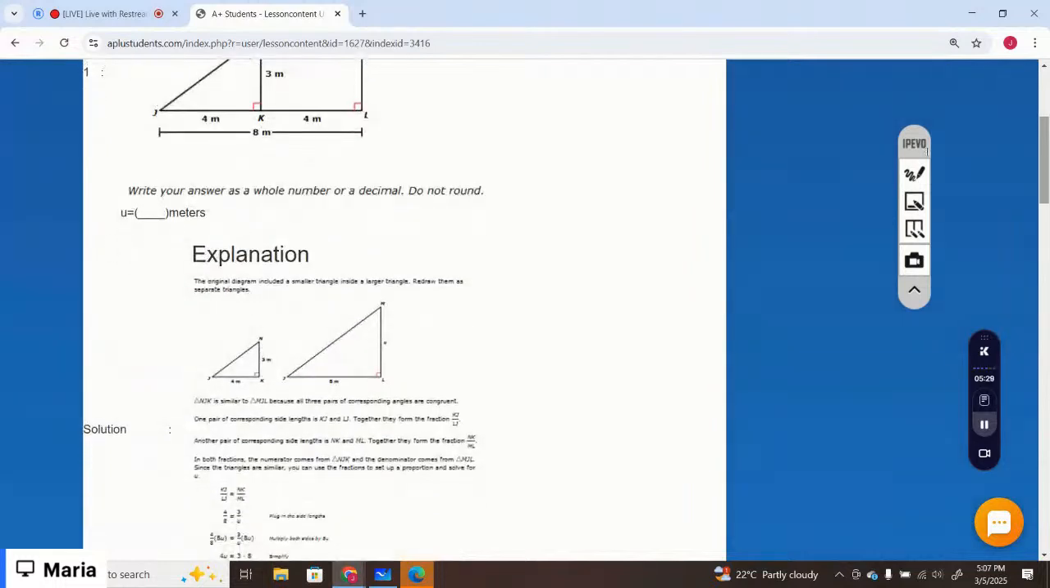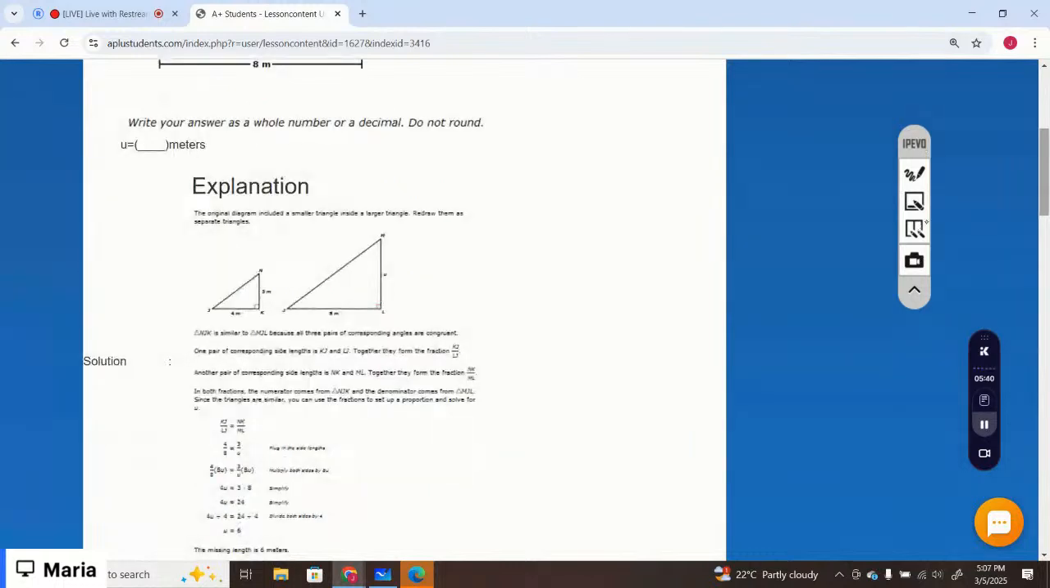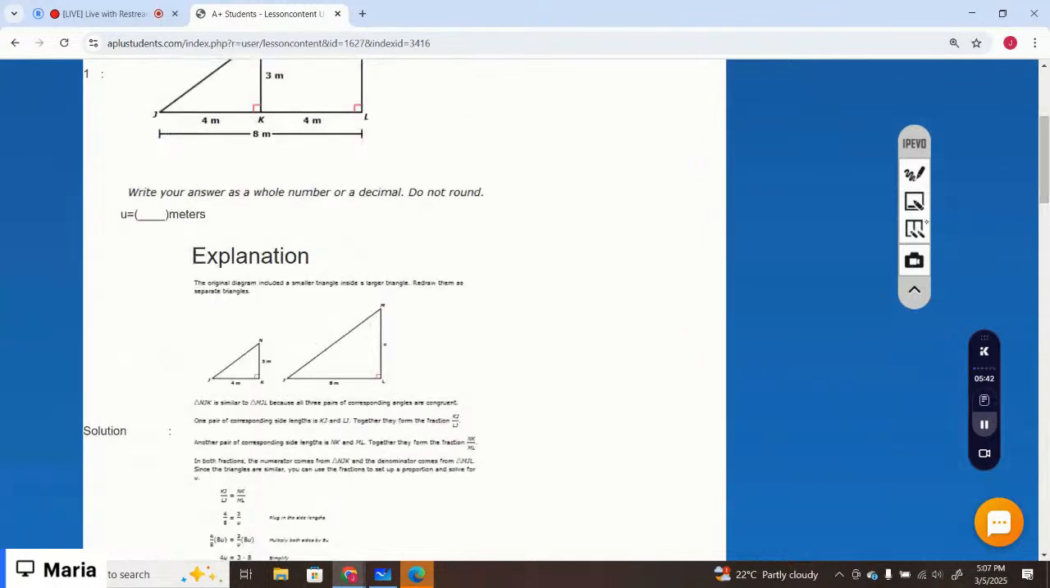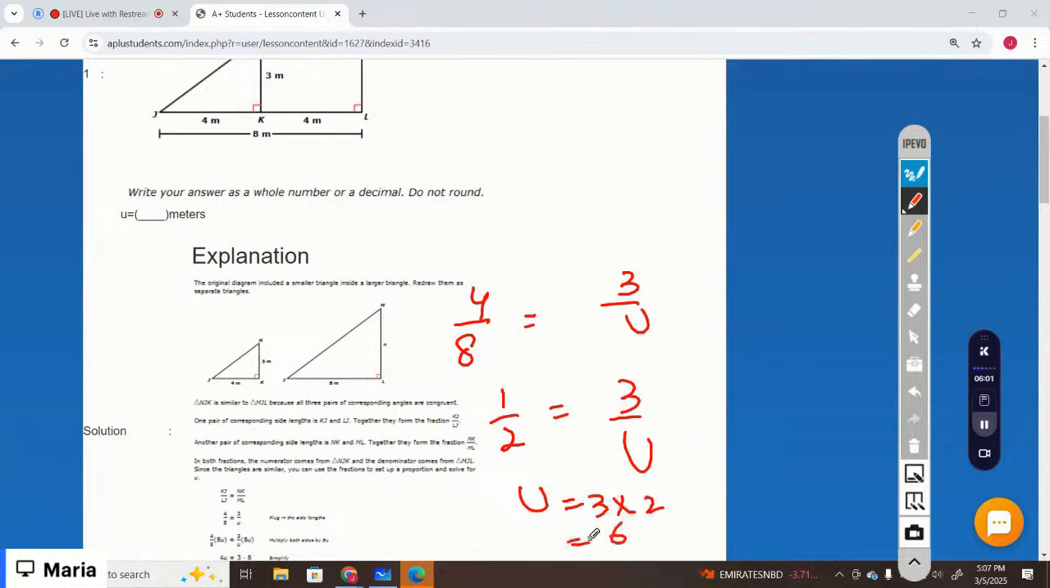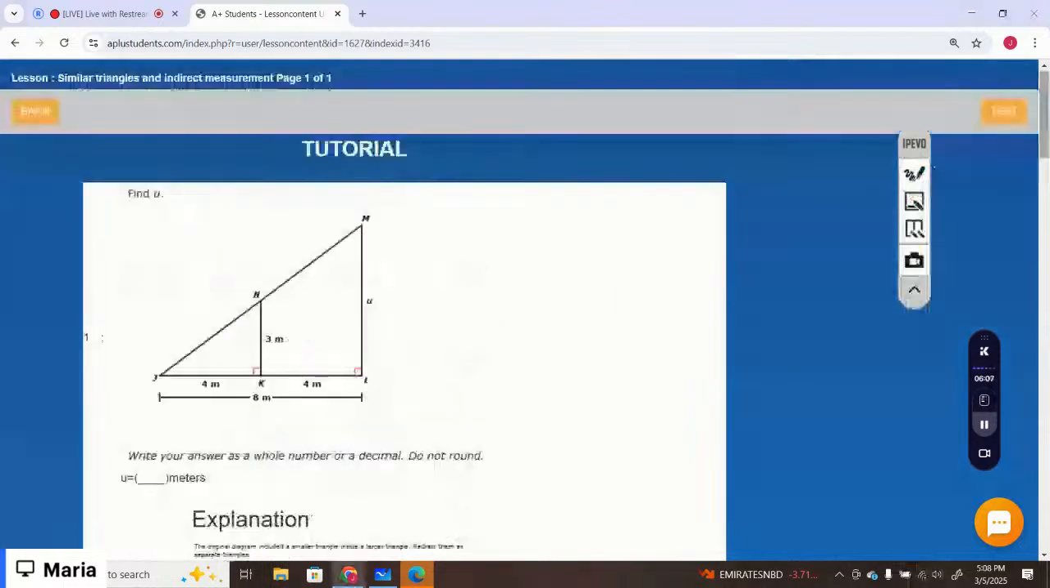So they are similar triangles, right? Because all of the three angles are corresponding. Now, just make a ratio between the similar sides. That is 4 divided by 8 equals 3 divided by u. 1 over 2 equals 3 over u. So u equals 3 times 2, that is 6. So that means u equals 6. Let's just start with the test questions.